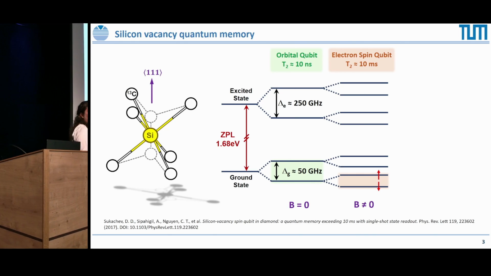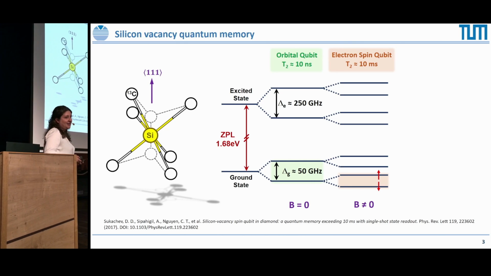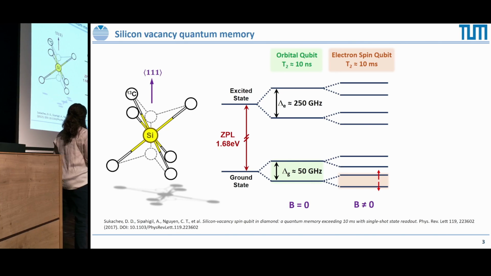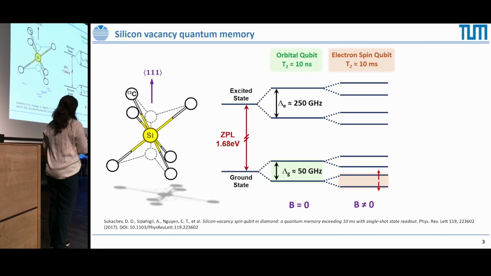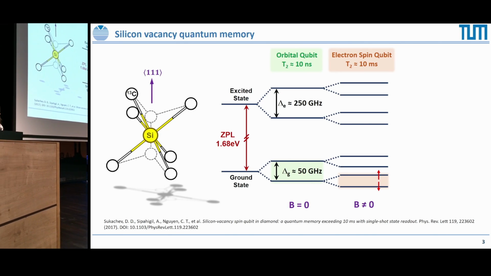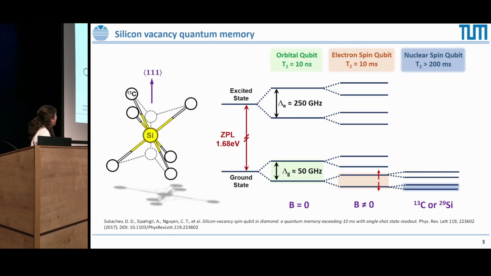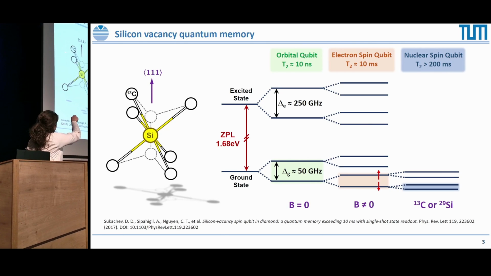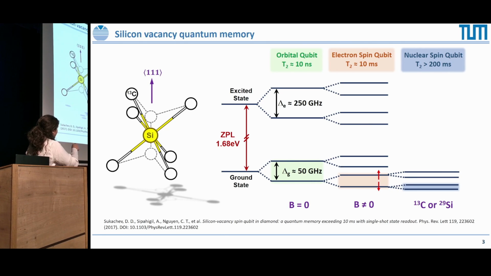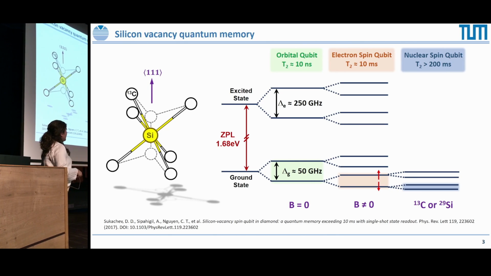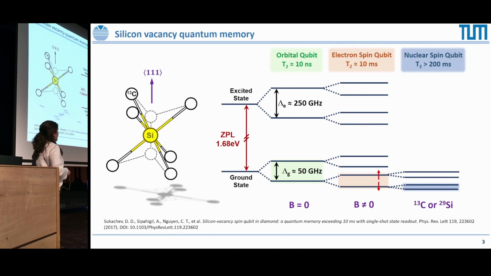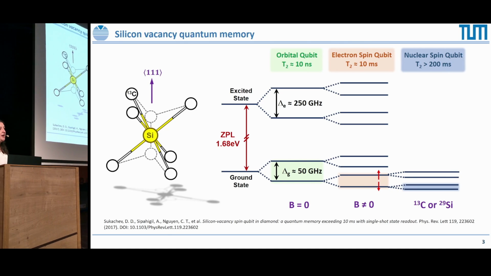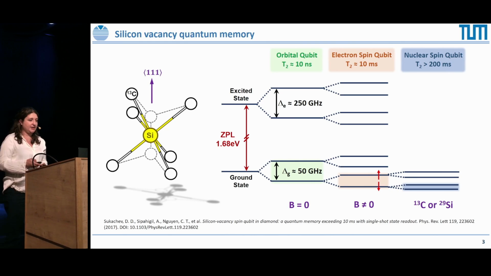And as Paola said just before me, what is nice about diamond is that you have access to a register: nuclear spins in the diamond. For instance, if you get lucky enough and are sitting right next to a carbon-13, you can access the nuclear spin qubit and store your quantum information there, achieving coherence times over 200 milliseconds. So this is why we care about these color centers.